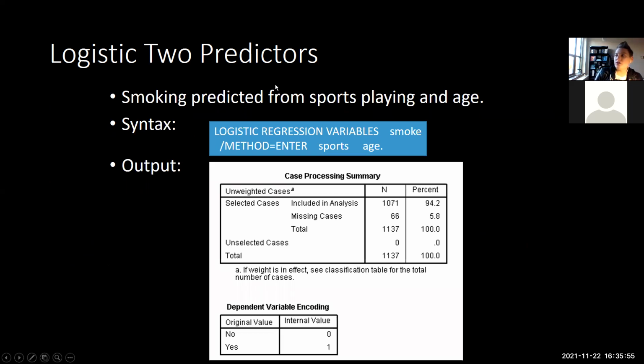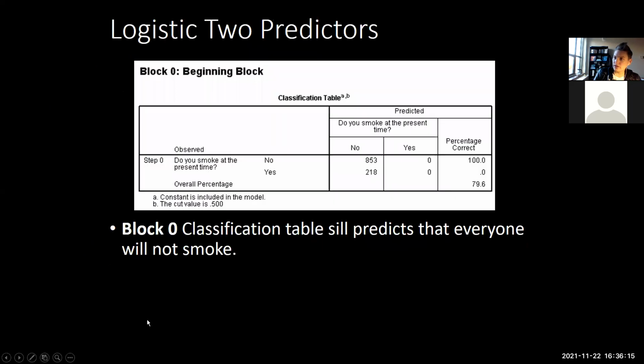So what I'm going to do here is similar to our previous SPSS syntax. You still have the same outcome and you're still entering your variables in this other line. And just like before, we're going to get our answers in 2 blocks. So in block 0, the model is predicting that nobody smokes because it's going to be the same block 0 no matter what if our outcome is the same. Because block 0 is our empty model.